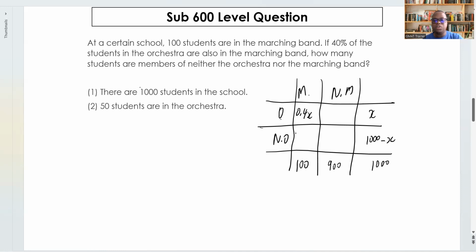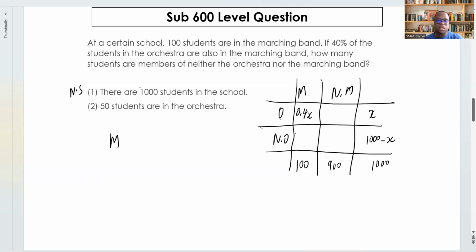We still don't have information about these two, and therefore we cannot tell how many students are in neither of these groups. If you can't tell that, you cannot find how many students there are, because this information only gives us many varieties and we can get multiple answers. If you can have multiple answers, then the statement is not sufficient. So in this case, statement one is not sufficient on its own. So let's go and look at the second statement. Let's assess the second statement independently.